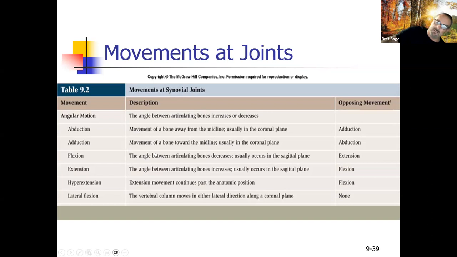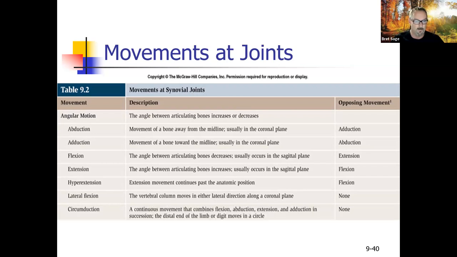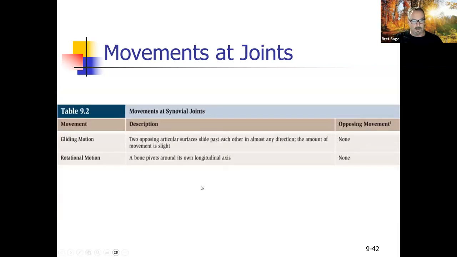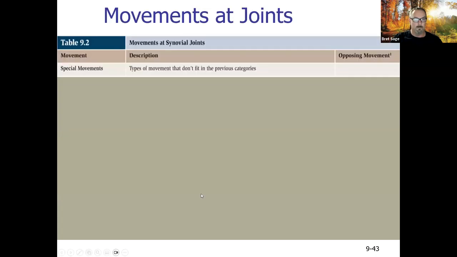Lateral flexion would be bending sideways, like touching your hip or touching the side of your leg. And circumduction, basically going with your arm around in a big circle. Gliding motion, rotational motion. Check these out.